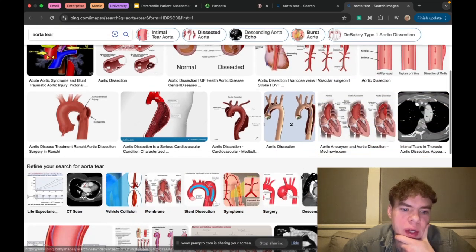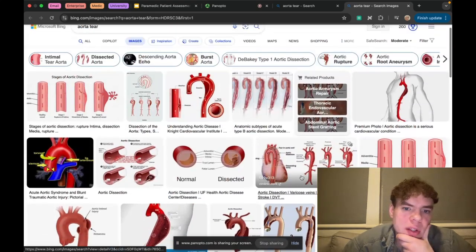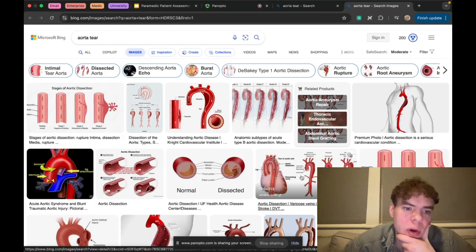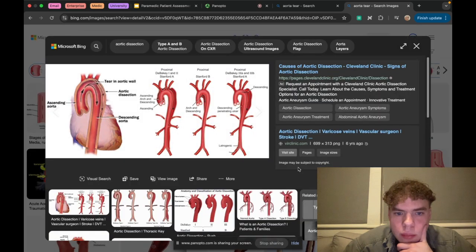And this could happen for a number of reasons. A common cause of it is cocaine abuse, because if you're doing a lot of cocaine or a lot of caffeine or a lot of energy drinks over time, your heart is basically, they say heart explode or tear, and it can do that. So you see that there's a tear in the aorta.